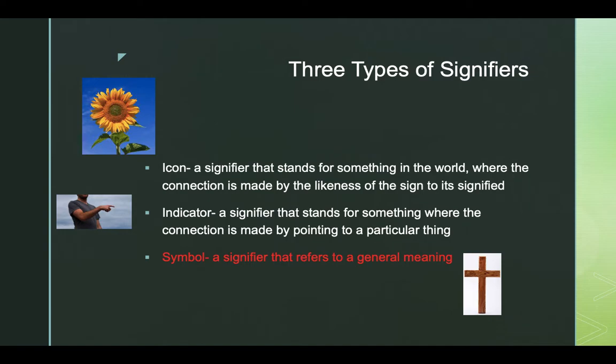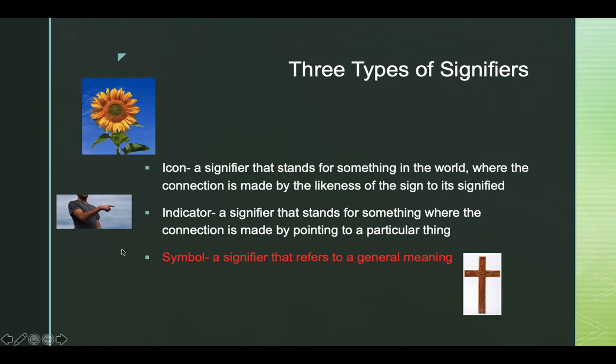Take, for example, a gesture that imitates a person's demeanor, or a picture, like this one up here, of the sunflower. This picture isn't actually the sunflower, but we know that it's a picture of a sunflower, so it's an icon of a sunflower, if that makes sense.